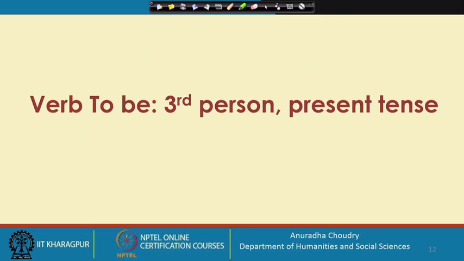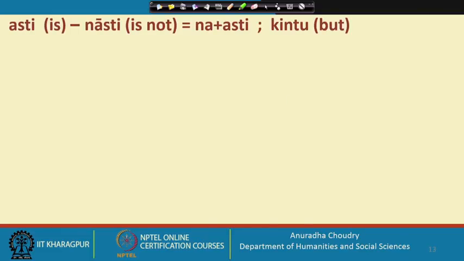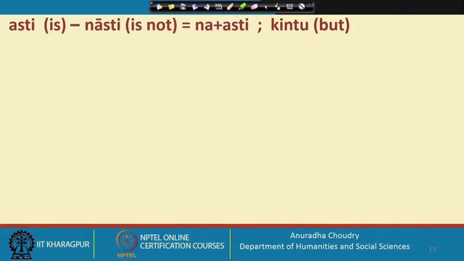So, we have next the verb to be in the third person present tense. The verb is asti and nasti. Chashakaha asti. Jalam, water, nasti. Chayam asti. Chayam nasti. So the words are asti and nasti. Nasti is comprised of na plus asti, and there is a phonetic combination that takes place and it becomes nasti.